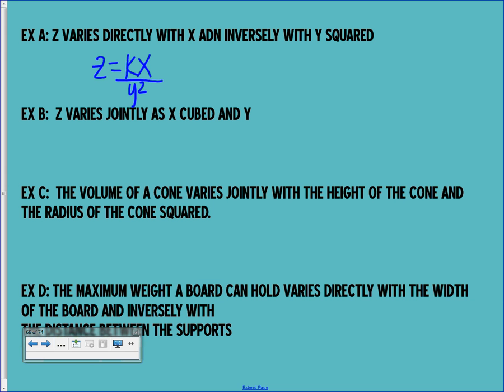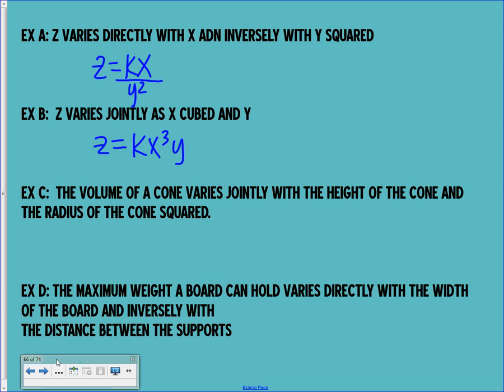So example B, z varies jointly as x cubed and y. So z varies, and we just wrote down that joint means only multiplication. So z equals kx cubed y. A good rule of thumb, if you can't remember that jointly means all multiplication: if you never see the word inversely, then you would never divide. Okay, so always multiplication unless you see the word inversely.